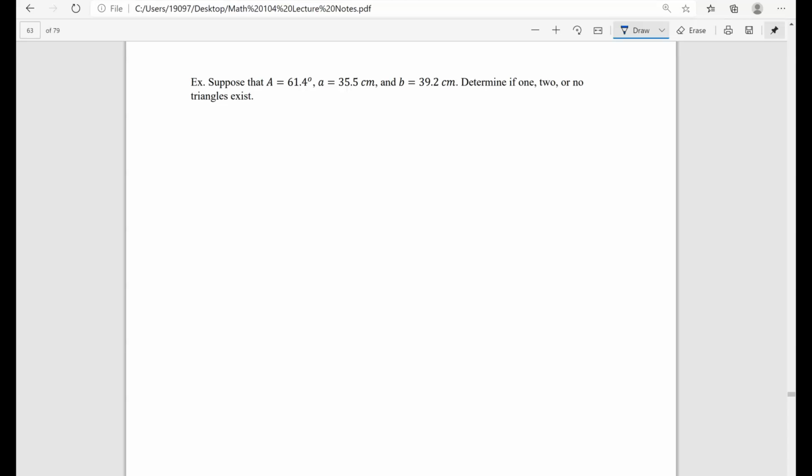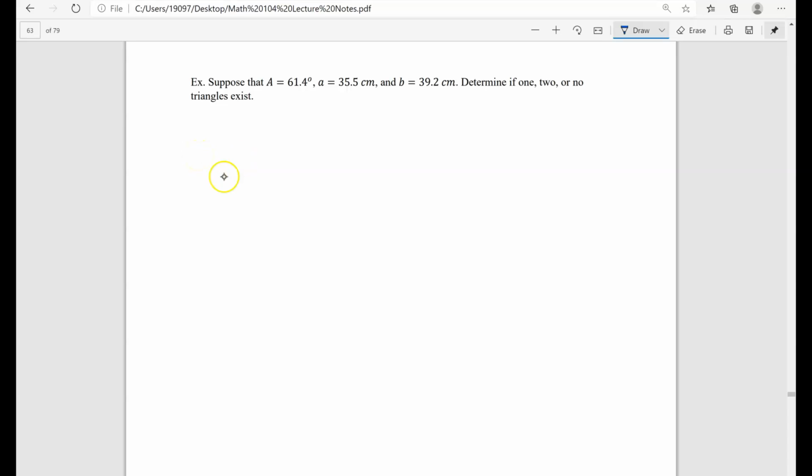So let's do a problem where we actually are going to have two different triangles. Suppose that you have these angle measurements and the side measurements. You want to determine if one, two, or no triangles exist, and let's solve for the triangles if they do exist.